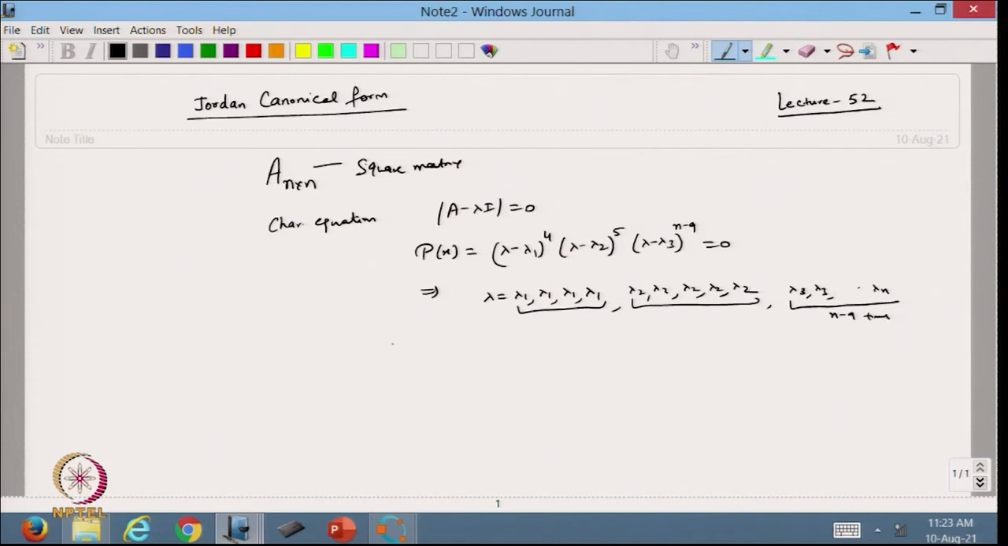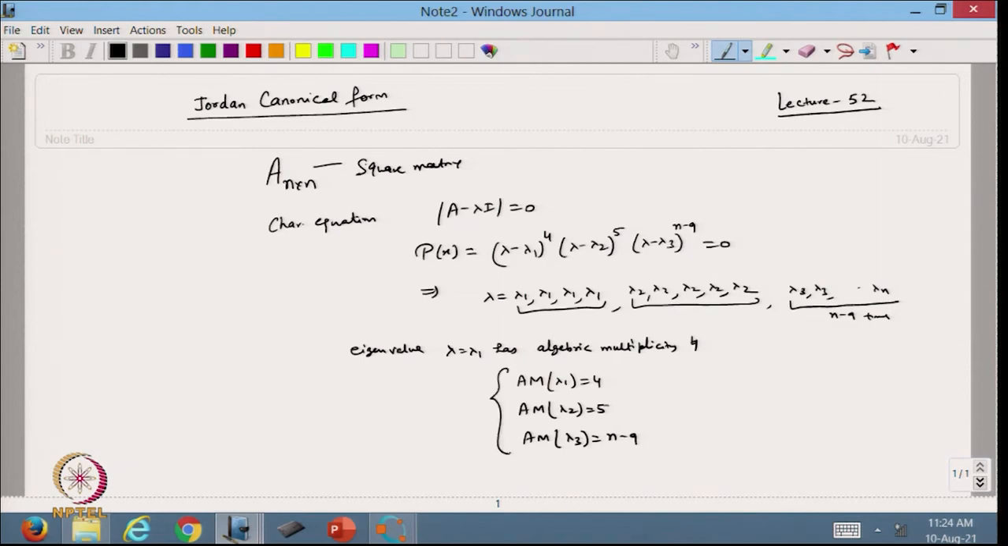So these are the eigenvalues. I can say that the eigenvalue lambda equal to lambda 1 has algebraic multiplicity 4, because it is repeating 4 times. In short form I can write that the algebraic multiplicity of lambda 1 is 4. Similarly, the algebraic multiplicity of lambda 2 is 5, and the algebraic multiplicity of lambda 3 is n minus 9.